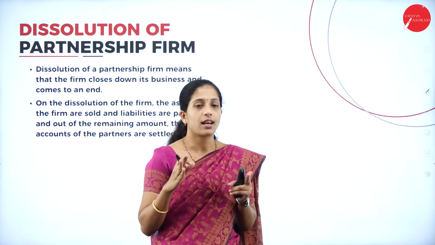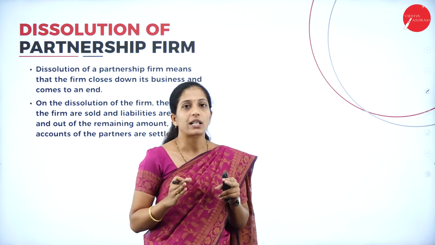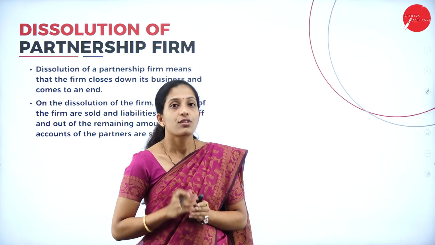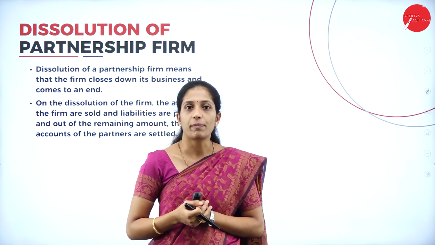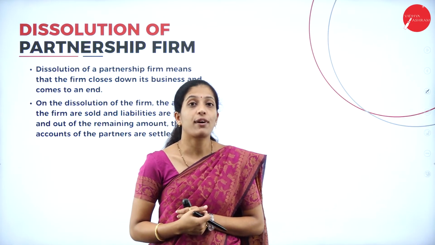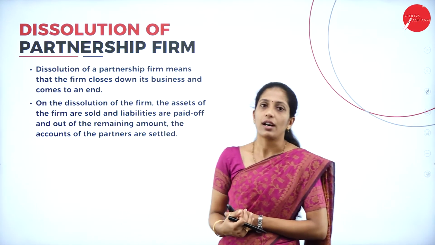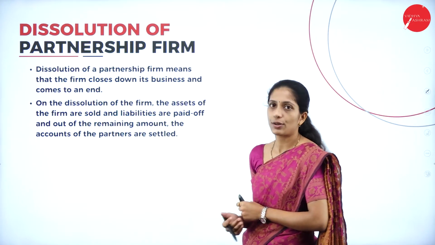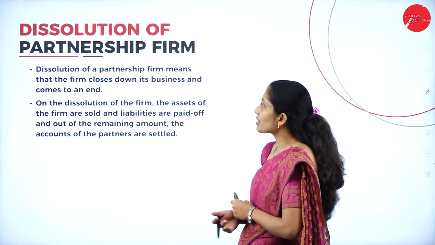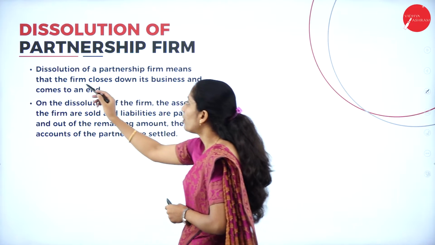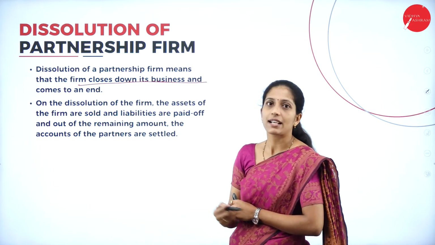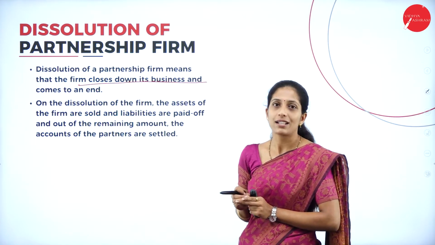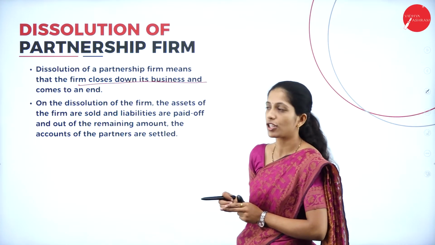So my dear students, here you have to remember dissolution of partnership firm is nothing but closing down of partnership firm. Dissolution of partnership firm, or the partnership firm comes to an end, is called as dissolution of partnership firm. So this is your 6th unit, that is last unit. Dissolution of partnership firm means firm closes down its business and comes to an end. I have already told you, here the firm comes to an end is called as dissolution of partnership firm.